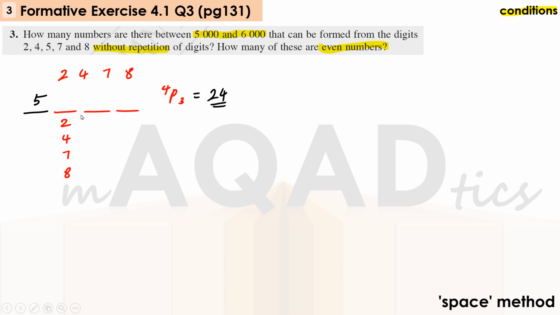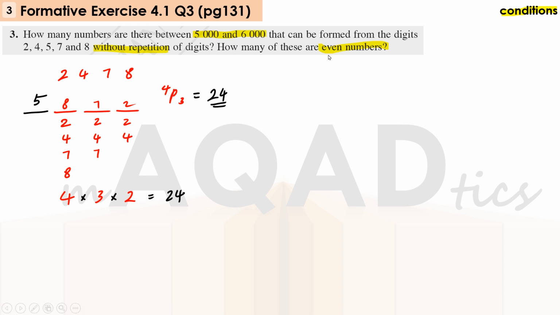For the second blank space, we have 4 possibilities, and let's assume we put 8 here. For the third blank space, we have 3 possibilities, so let's assume I put 7 here. Then the last blank space, we have 2 possibilities, assume I put 2. So for each blank space, we calculate the possibilities: 4, 3 and 2. Multiply them together and we get 24, which is the same as the one we had previously.